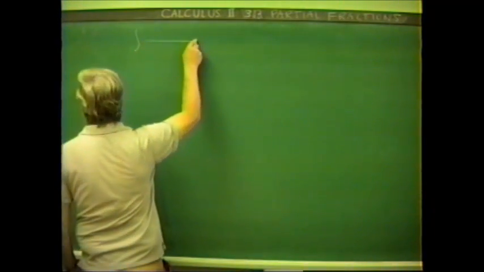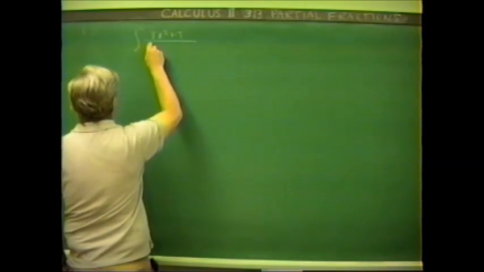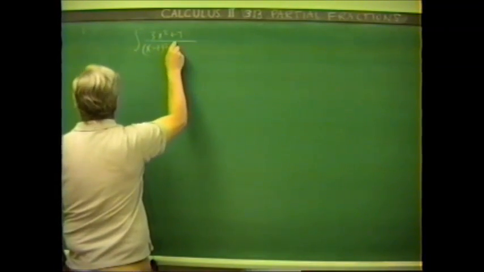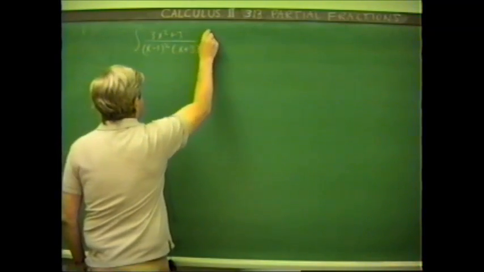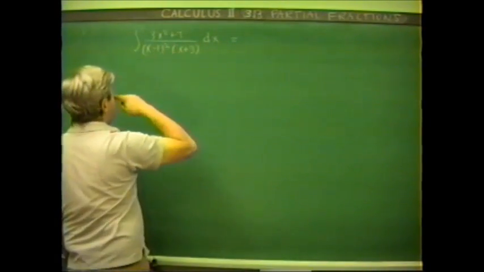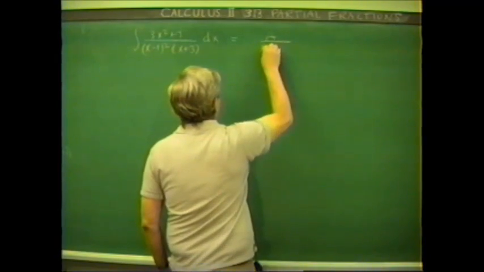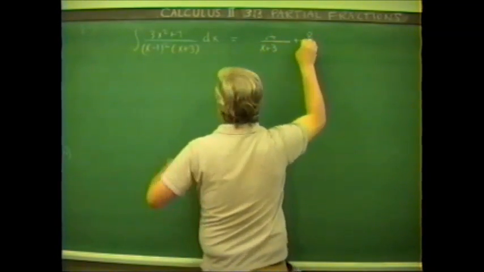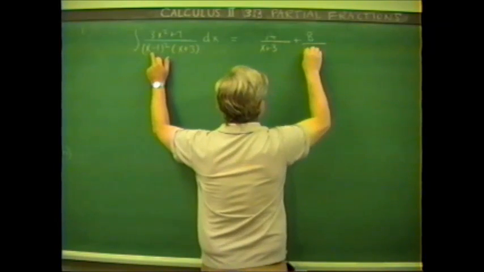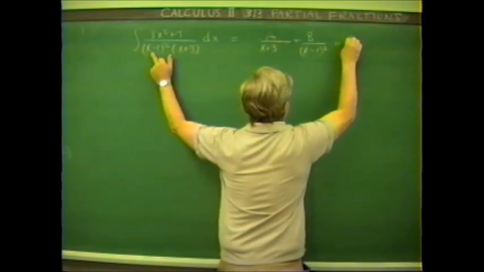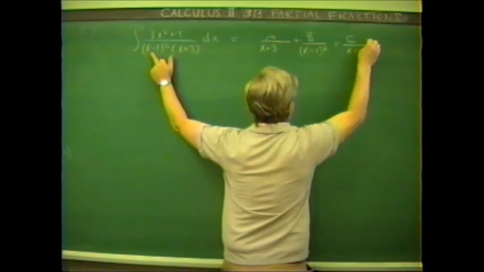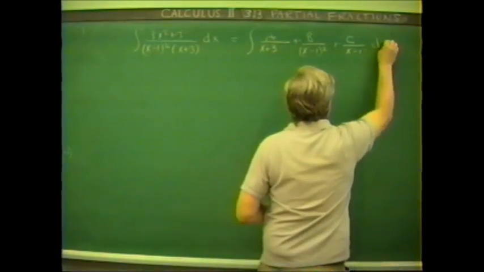So first we're going to still consider the situation where the denominator is factored into polynomials of degree 1. So, for example, if you have 3x squared plus 7 over x minus 1 squared times x plus 3, we want the antiderivative of that with respect to x. Now, the algebra result says that since this is of lower degree than the denominator, we can write it as a over x plus 3 plus b over x minus 1 squared and also c over x minus 1. Antiderivative of this with respect to x.